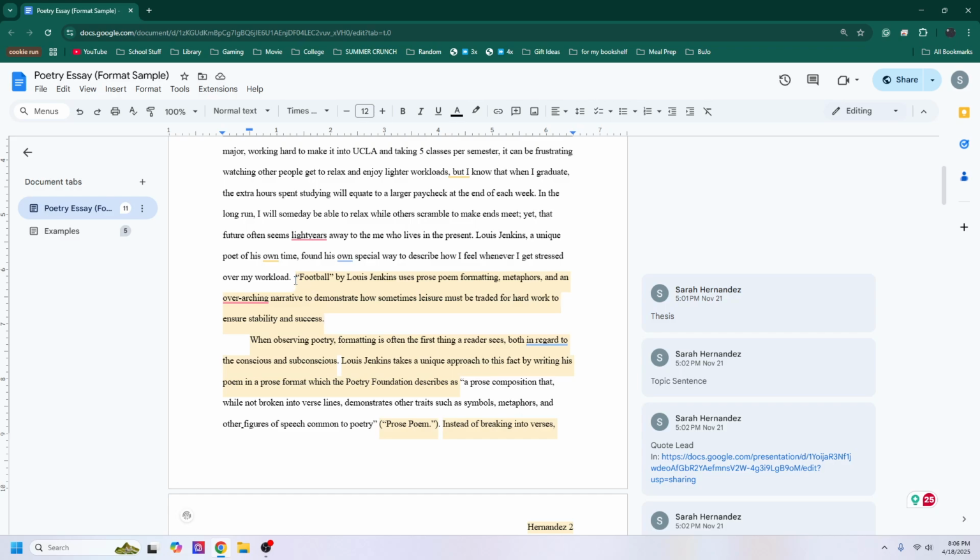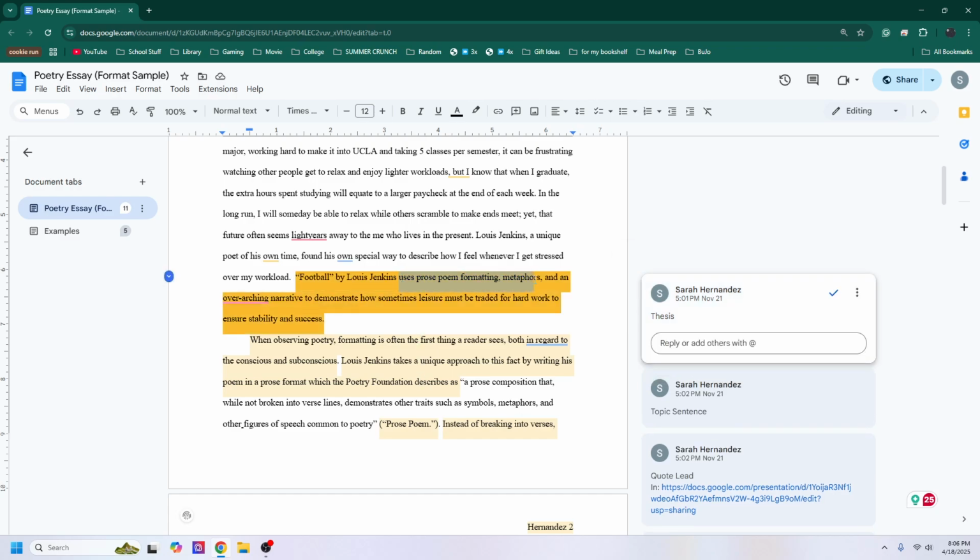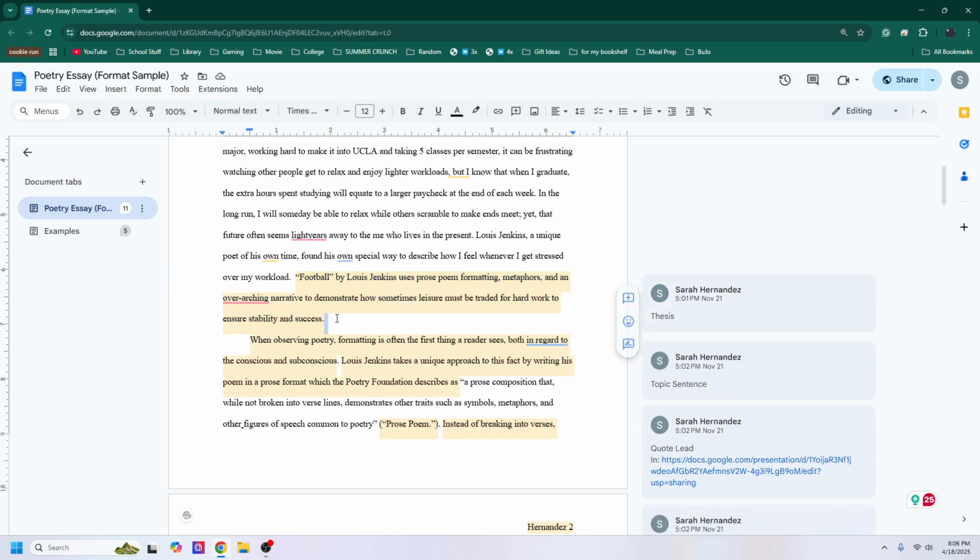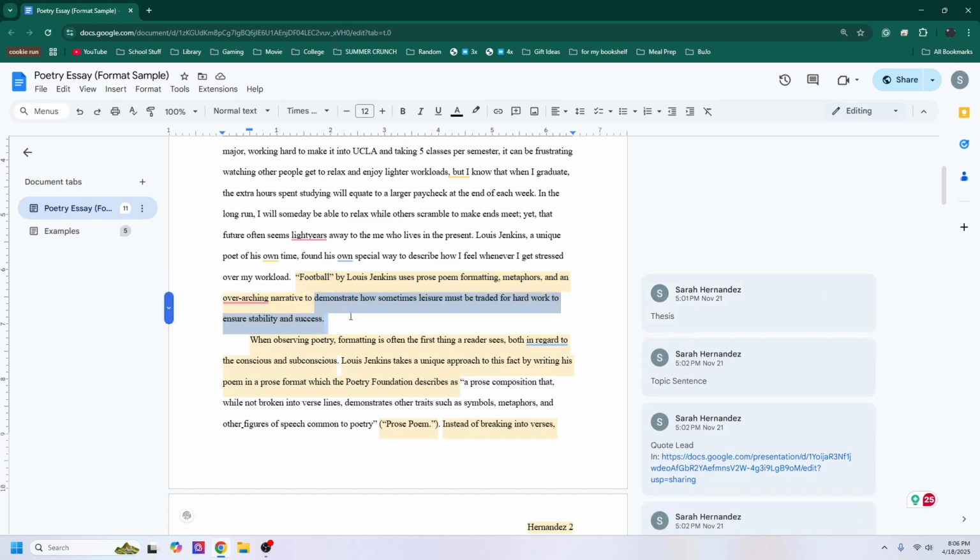Now, I've got my thesis. I've discussed the topic, "Football" by Lewis Jenkins. I talk about my argument of how it uses prose, my evidence of prose formatting and metaphors and overarching narrative. And what's it doing? It's doing that to demonstrate how sometimes leisure must be traded for hard work to ensure stability and success. So more like a theme.